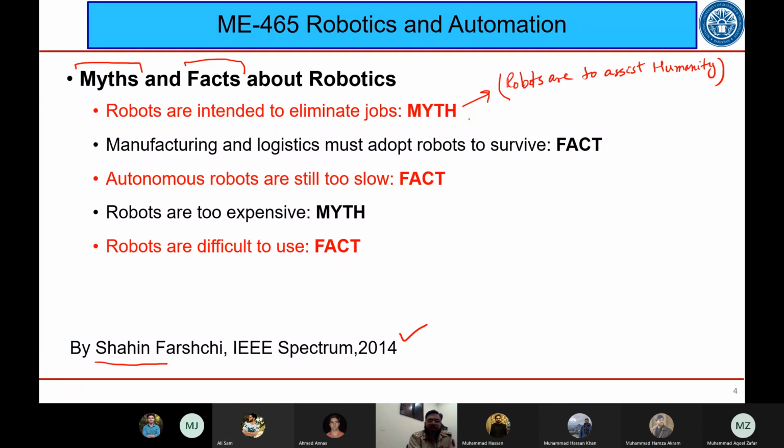So the myth is that robots will eliminate jobs, but people say no, the robots are not going to eliminate jobs, rather they are going to assist humanity. And what will be the outcome of this? You will have more accuracy, increased quality, and increased speed of production, which will actually lead to a higher production rate.